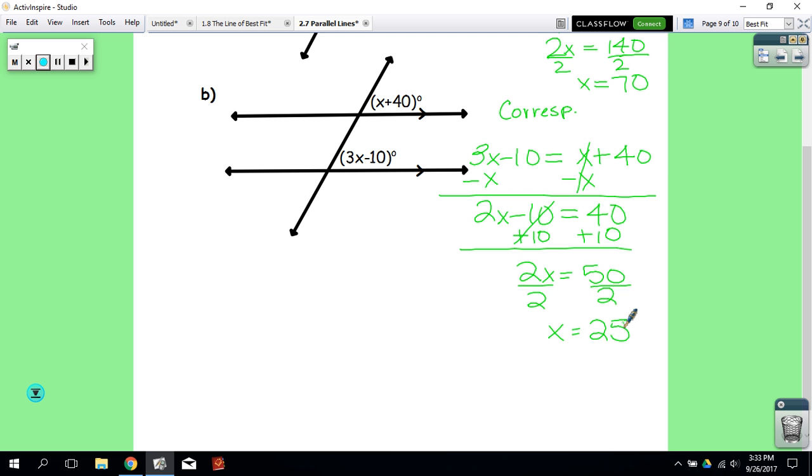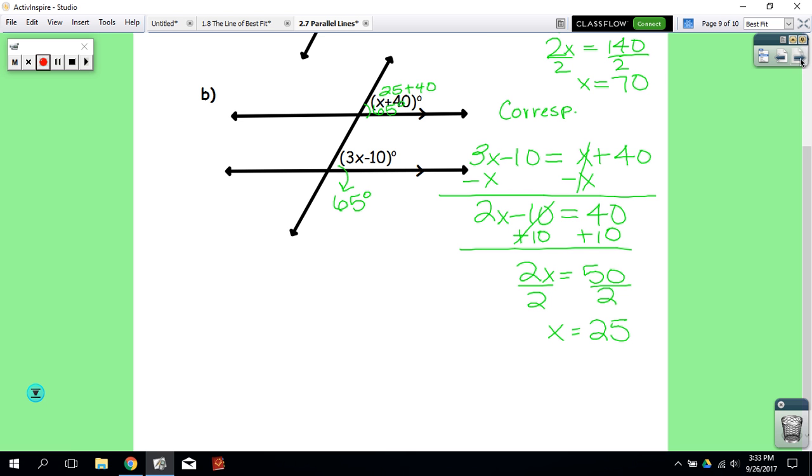We're not finished yet, though. We have to figure out what this angle measure is. So I'm going to take this one and plug it into this one, because that's an easier one to figure out. You just have 25 plus 40, which means this is 65. And because these are corresponding angles and they're congruent, that means that this one is also 65 degrees.